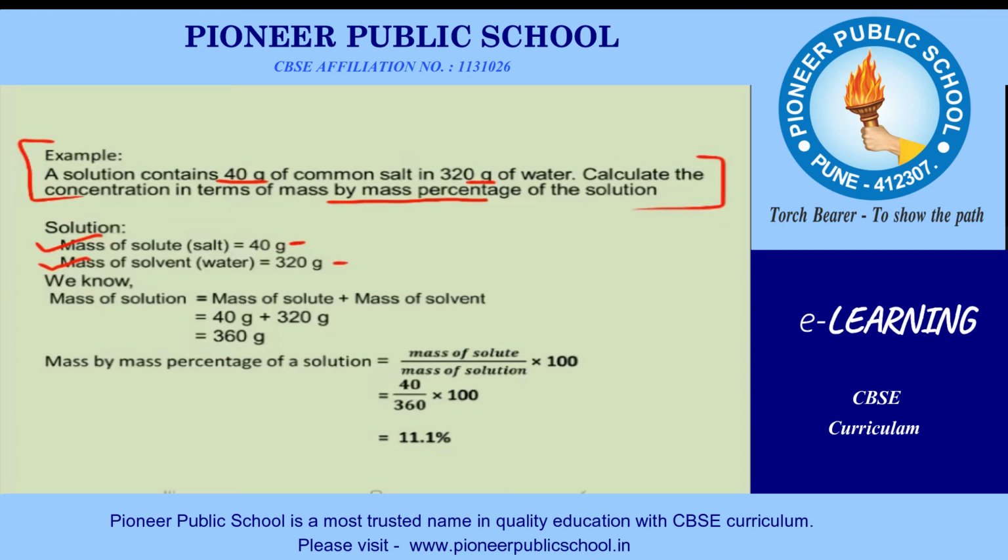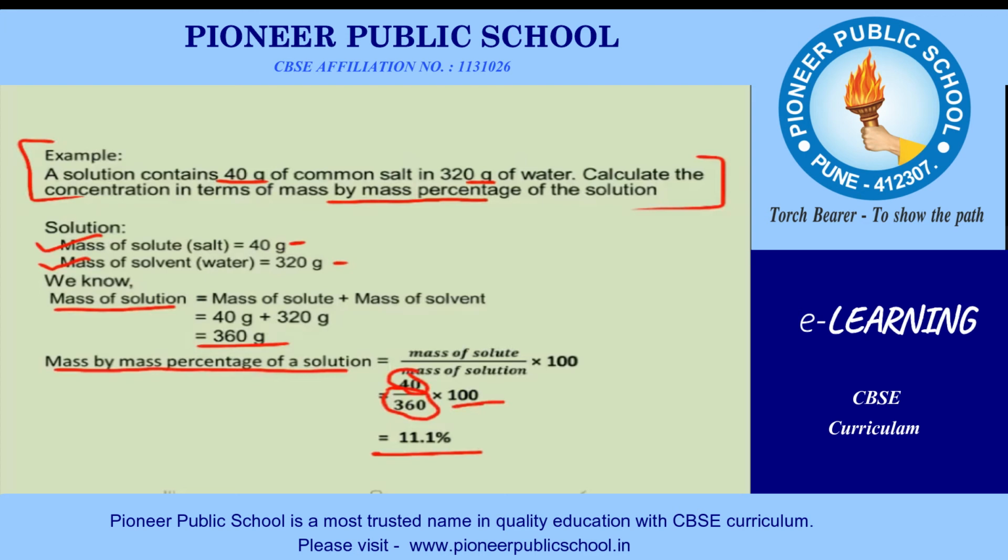Now we know the formula and we need to calculate the mass of solution. So here mass of solute plus mass of solvent gives us 360 gram as the mass of solution. Now let's write the formula and put in the values. The mass of solute is 40 gram. The mass of solution we calculated is 360 gram. When we take their ratio and multiply it by 100, the answer we get is 11.1%. Dear students, we always tell concentration in percentage. Please remember this.